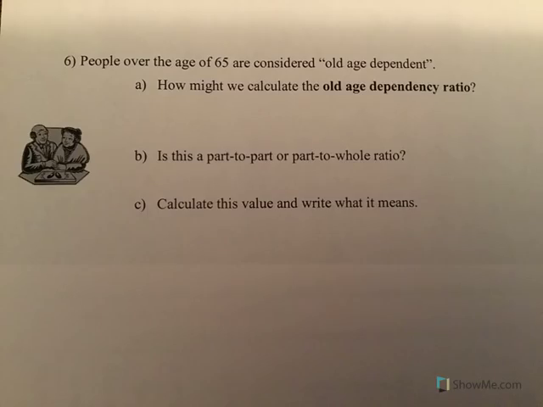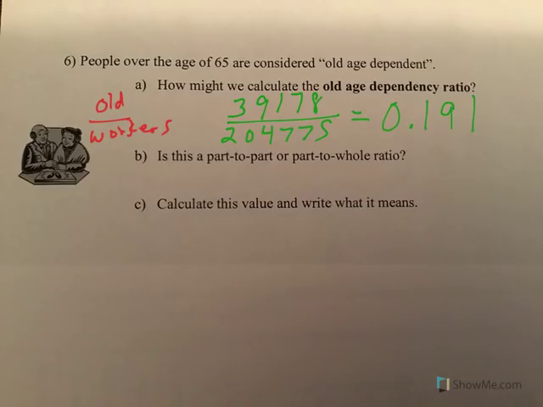All right, so now we're going to talk about old people. Old age dependencies. So now we're talking about oldies to the workers. All age dependency ratios are compared to workers. So how many old people do we have? Well, if you go back to that first page, we have 39,178 old people, and our working class is 204,775. So as a decimal, we're at 0.191, again over 1. So the top number represents the old people, and the bottom represents the workers.